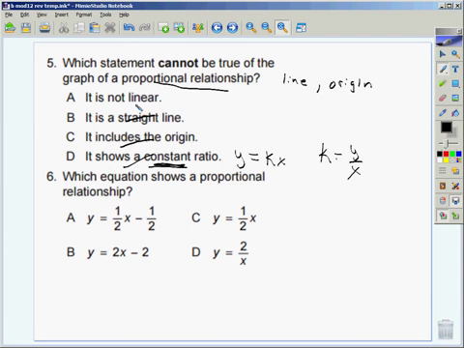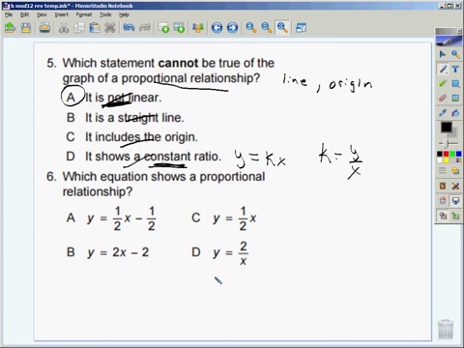It says it's not linear. Well, it can't be non-linear to be proportional. If it's non-linear, it's curved. Anything curved proportional? No.